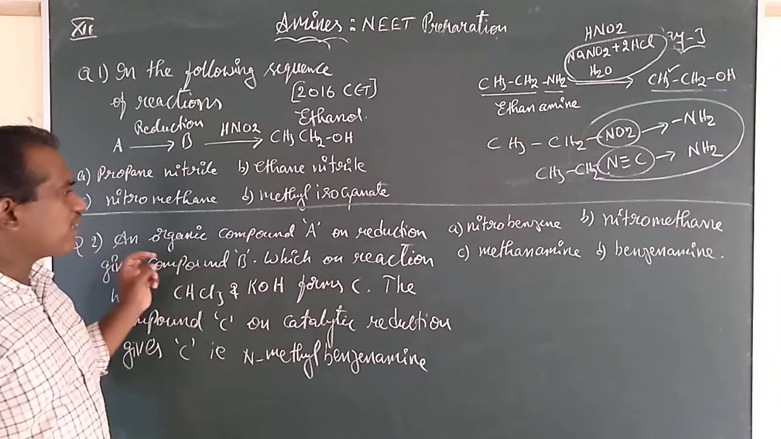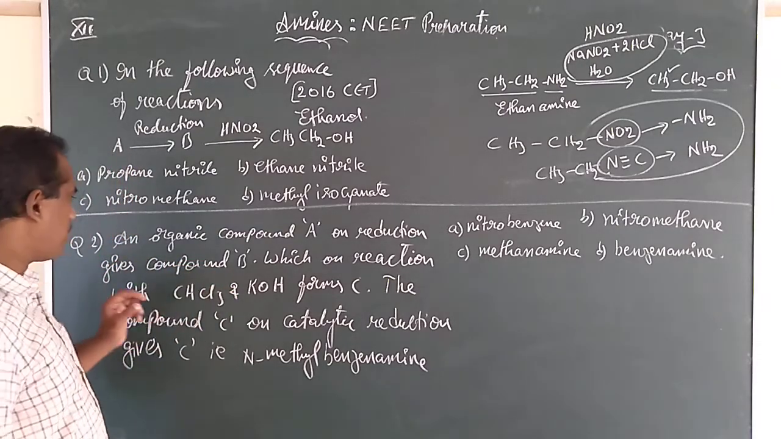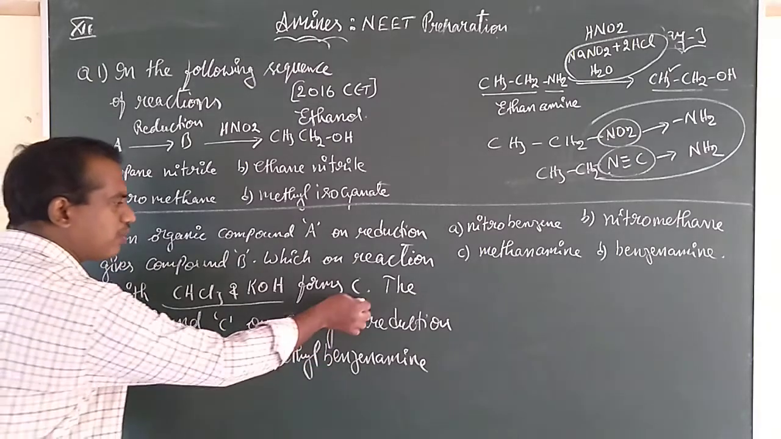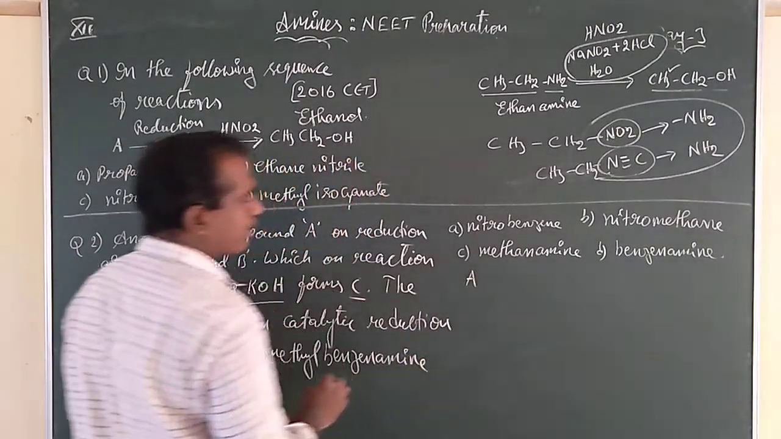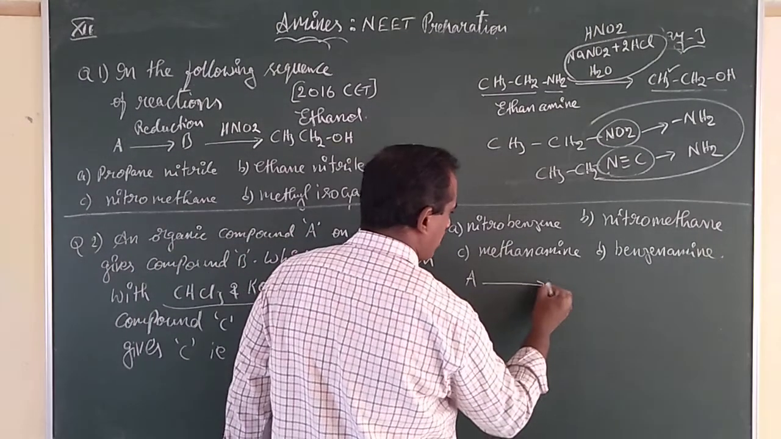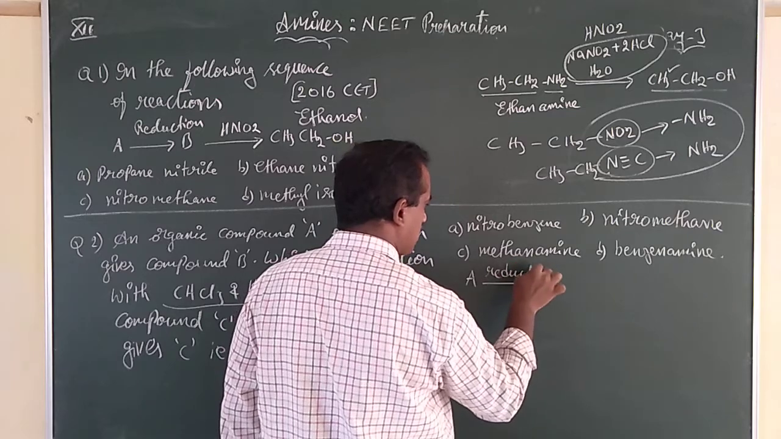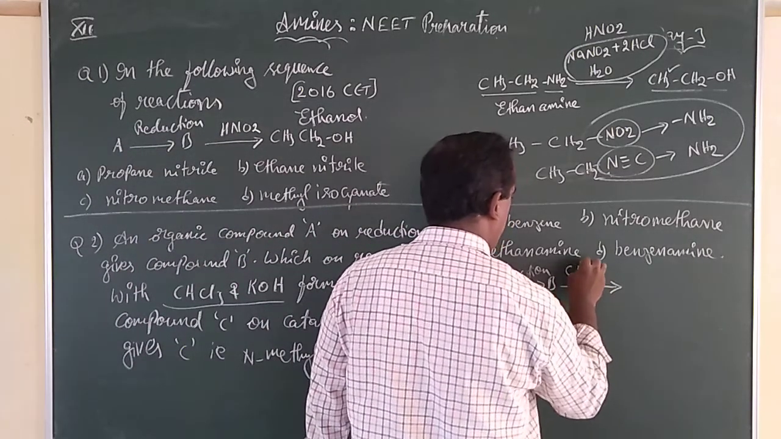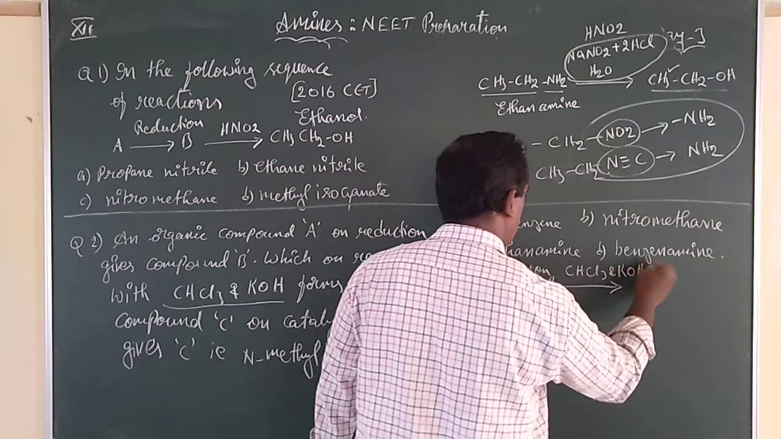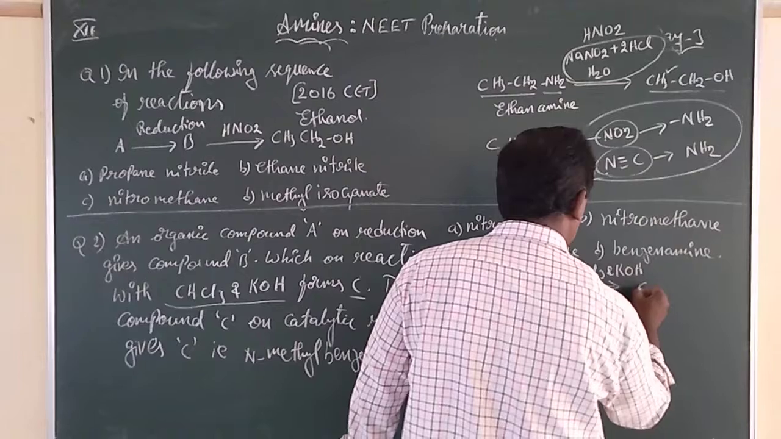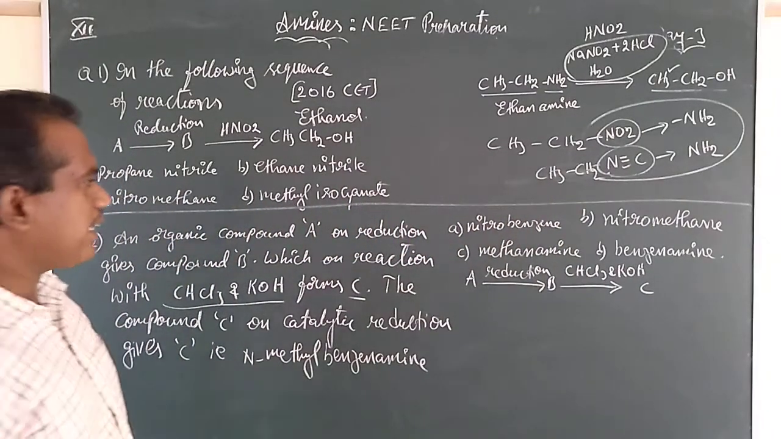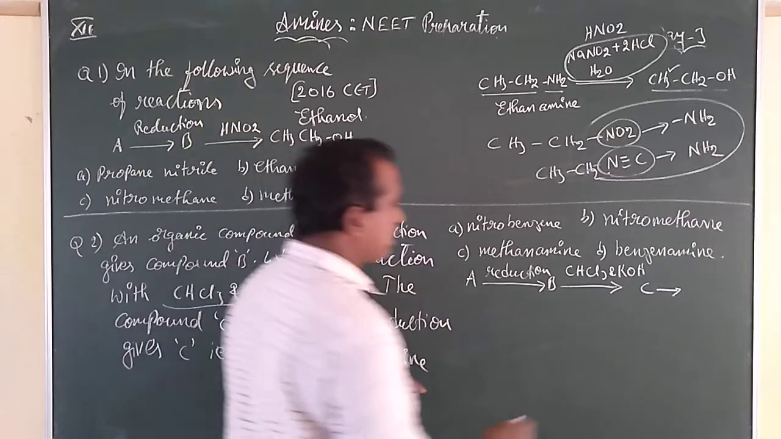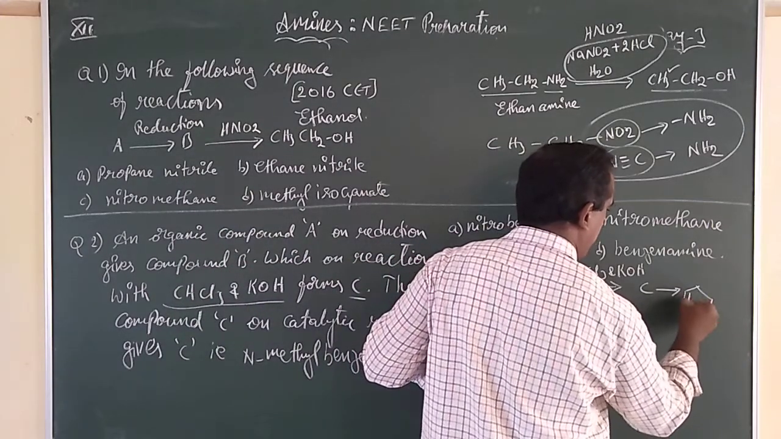See the second question. An organic compound A on reduction gives compound B, which on reaction with CHCl3 and KOH forms C. The compound C on catalytic reduction gives N-methyl benzene amine. N-methyl benzene amine means what?